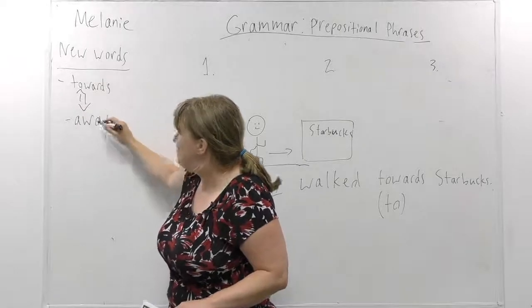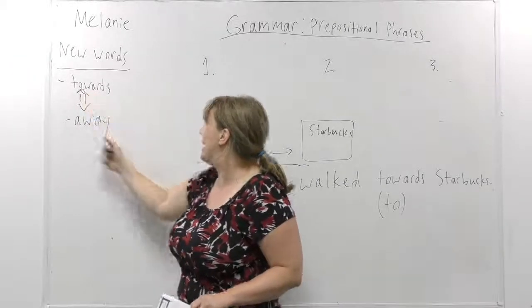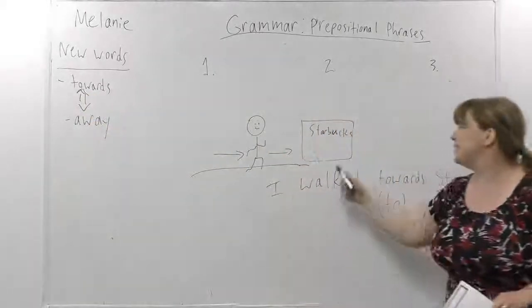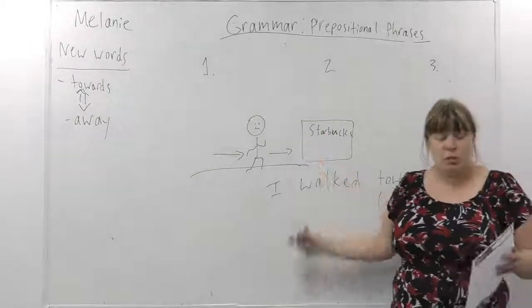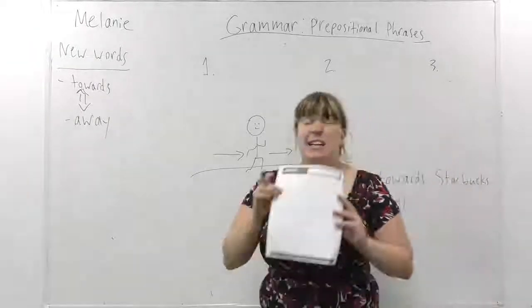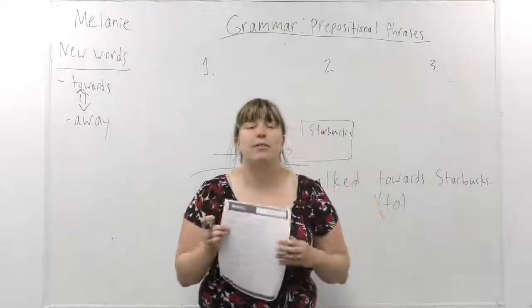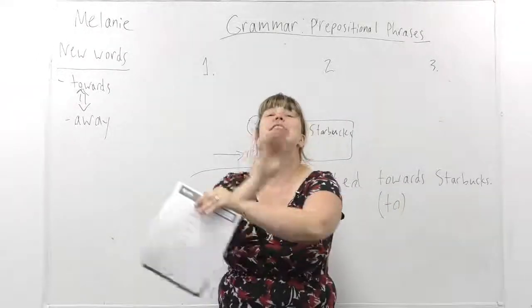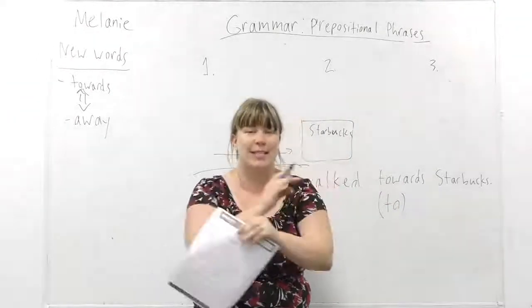And this is another preposition I didn't go over. Again, I am sorry. So I walked towards the Starbucks. But this question is now asking, name 3 things you would never run towards.